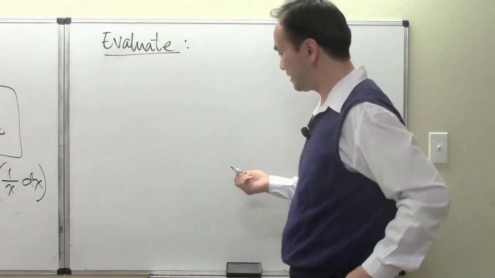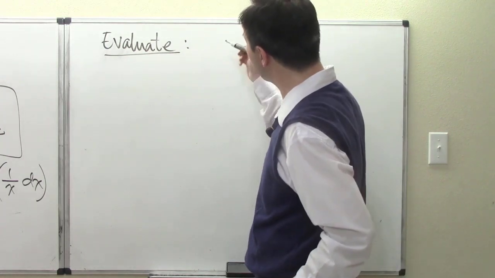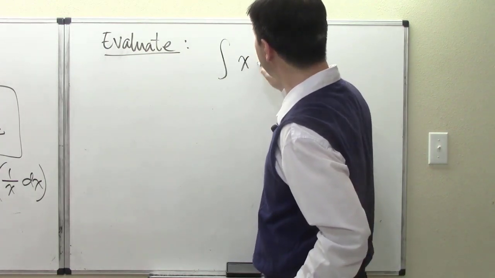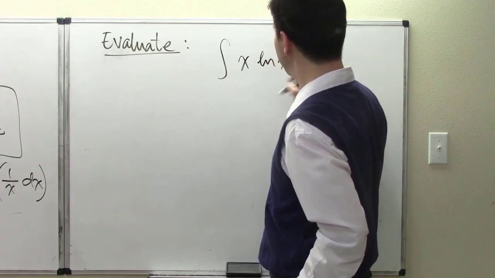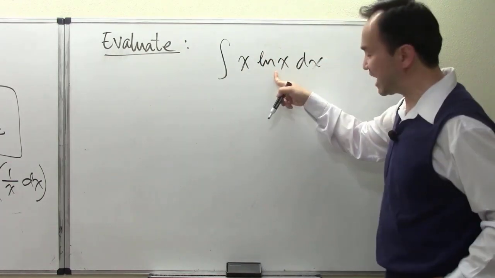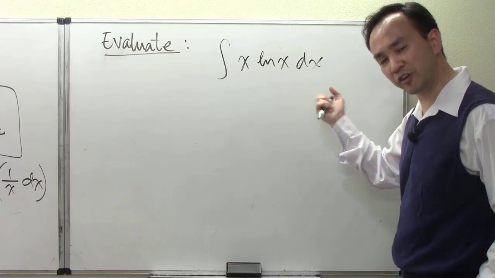And so now let's look back at the problem one more time. x times natural log of x dx. It's x as a function times natural log of x times a d expression.